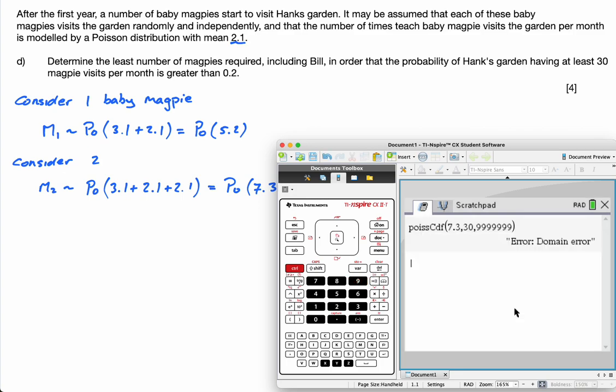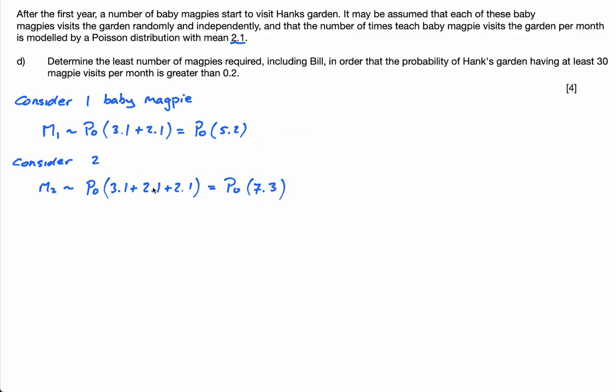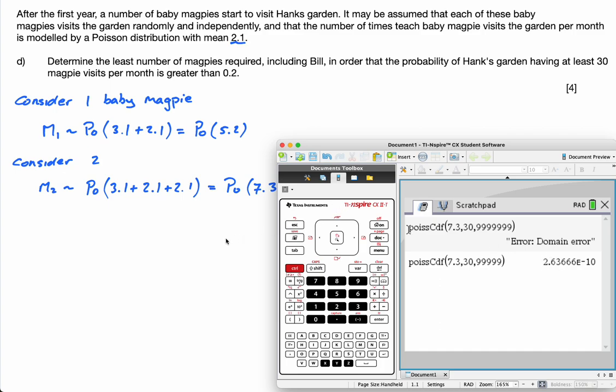Press OK. Okay, it doesn't like that. Let's try again. That was probably too big a number. I just copied and pasted that, guys. Let's try that. Okay, so the probability that you're going to get at least 30 visits if there are only two baby magpies is tiny. That's like 2.6 times 10 to the power minus 10. It's not going to happen, right? So we need to find the smallest number. How many 2.1s am I going to add so that this probability will be more than 0.2?